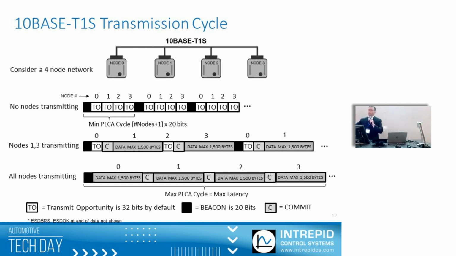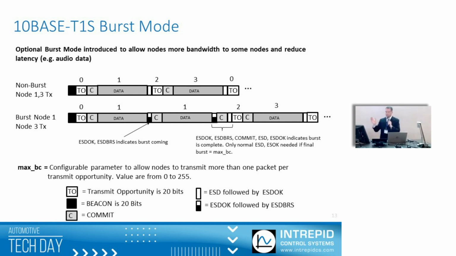However, there's another feature that I'll talk about in a second where nodes can transmit more than one frame per transmit opportunity. That's called burst mode. That's another slide, so that works a little bit differently. But in this case, I'm just representing one node transmitting one Ethernet packet per transmit opportunity. So in non-burst mode, you get a commit, data, and then right at the end, there's two special symbols, ESD followed by ESD OK. This just means, okay, I'm done.